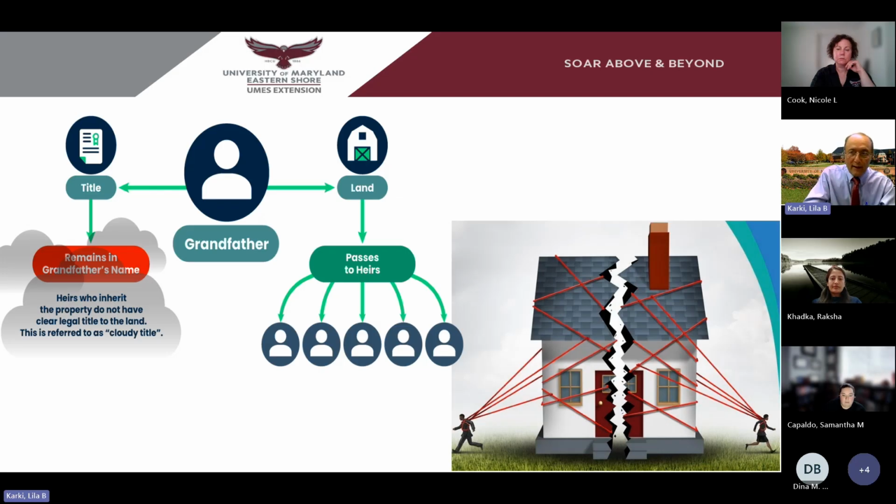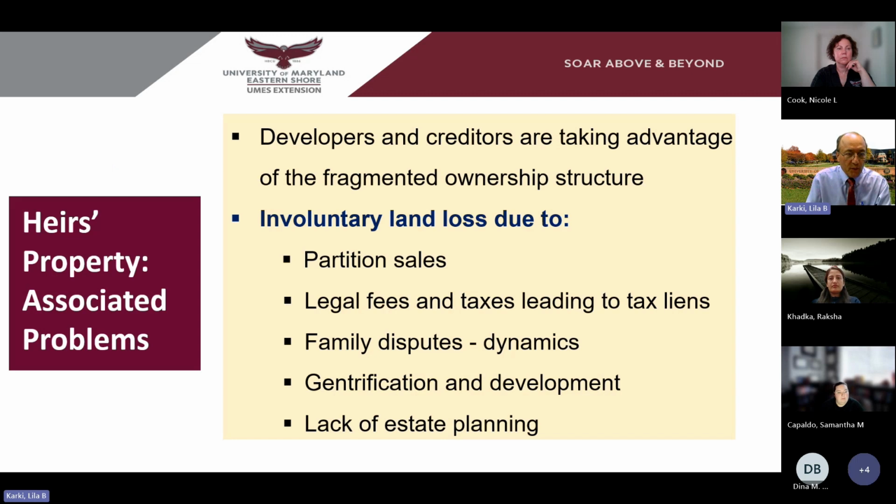And when we have unclear documents or fractional ownership, that might happen like this: a single small house and siblings or brothers pulling their portion of the property, which will have no use at the end if this works that way. And there are many problems associated with heirs property. A couple of them: developers and creditors are taking advantage of the fragmented ownership of the structure because of partition sales and some other forms of sales that can also be tax sales. And ultimately, there will be loss of land due to partition sales, legal fees and taxes, leading to tax liens and family disputes, and gentrification and development of the neighborhood, and lack of estate planning.